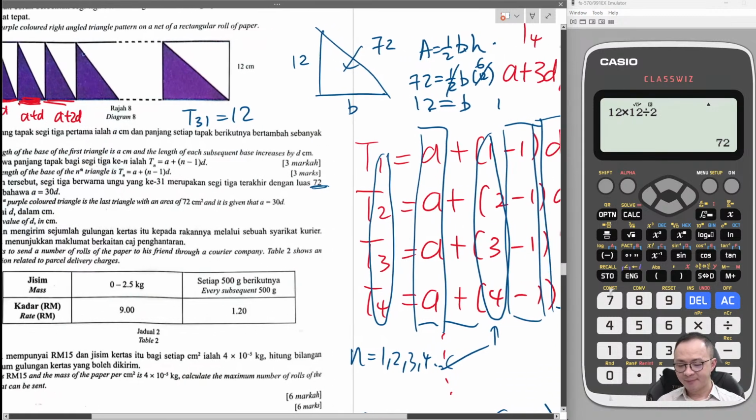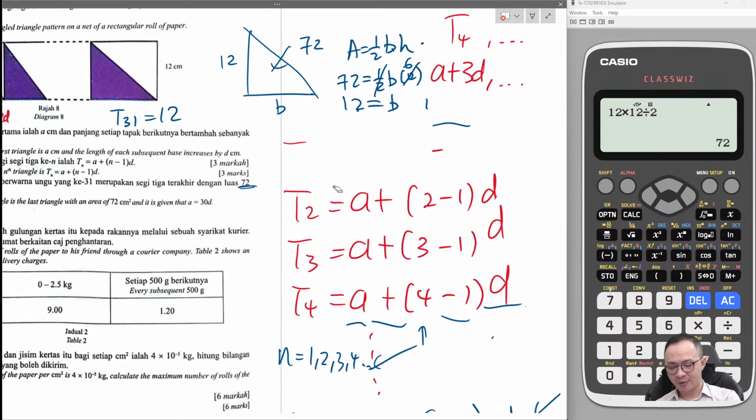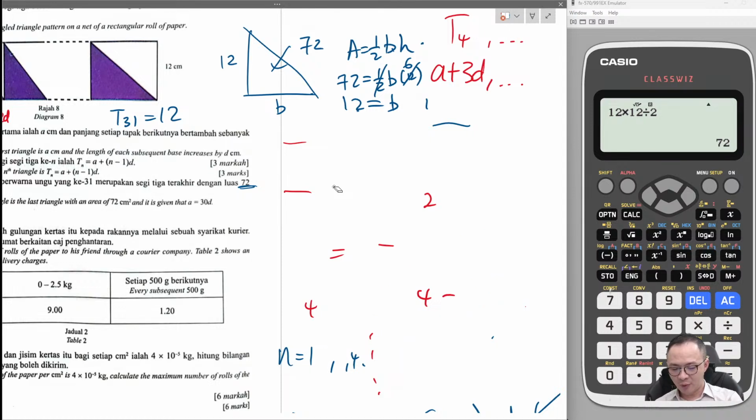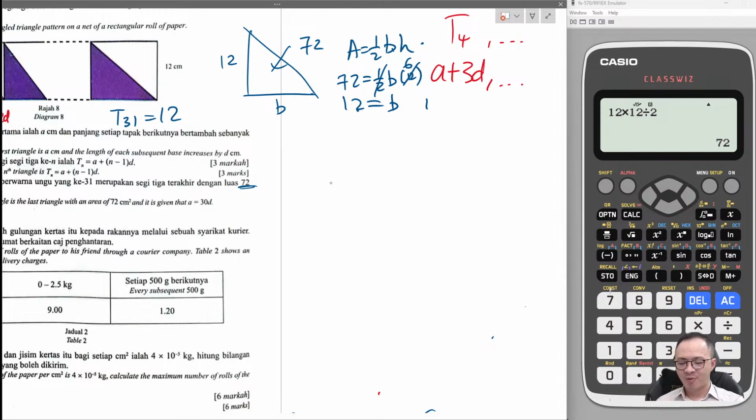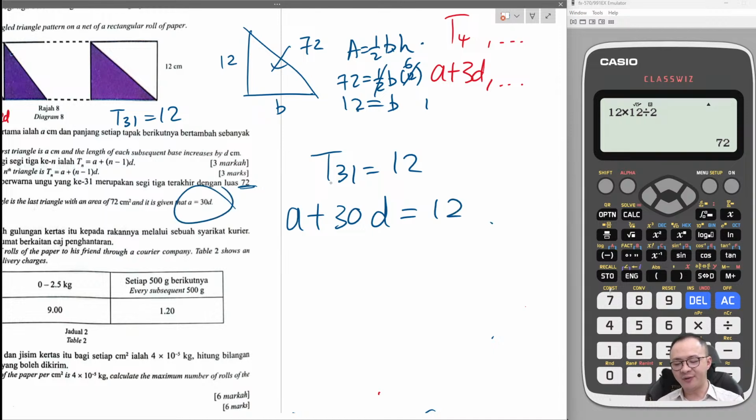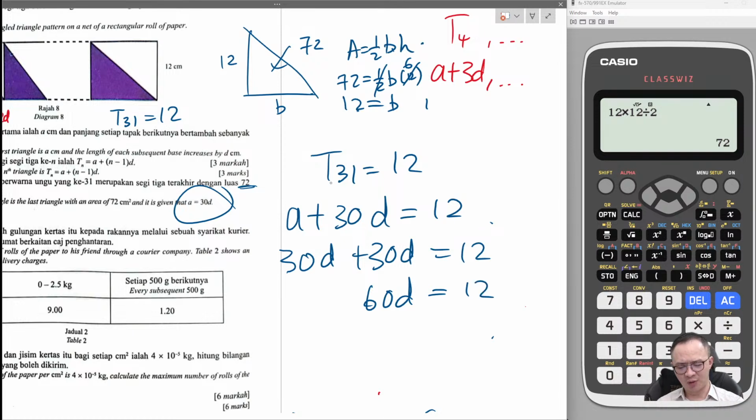Okay, then what we want to do, we apply the formula maybe. So T31 equals 12. So A plus n minus 1 D equals 12. A is given as 30D, plus 30D equals 12. 60D equals 12. D equals 1/5. Done.